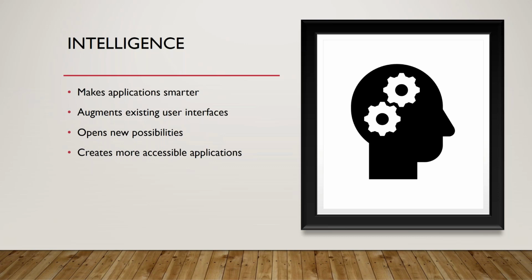With intelligence, you can make your application smarter, right? You can augment existing user interfaces. If you look at something like Alexa, I actually have an Alexa in the room I'm in, and she just lit up. You could play music, start music, turn on lights, do any number of things with just your voice.